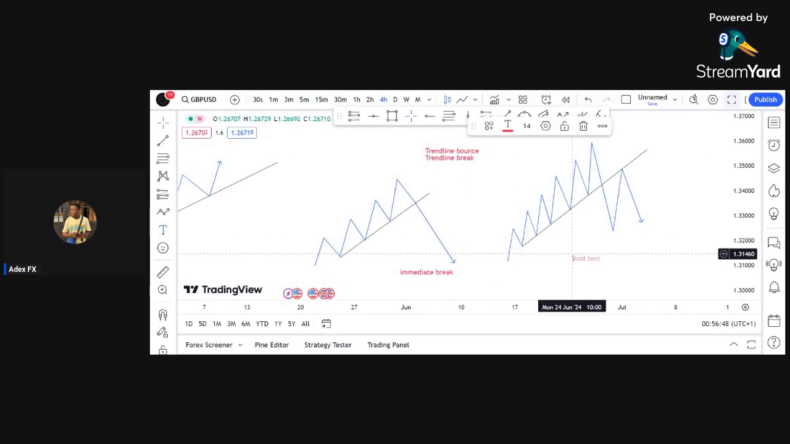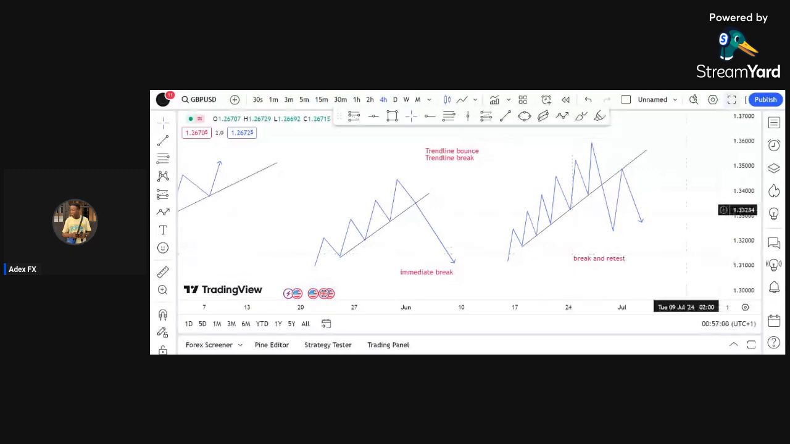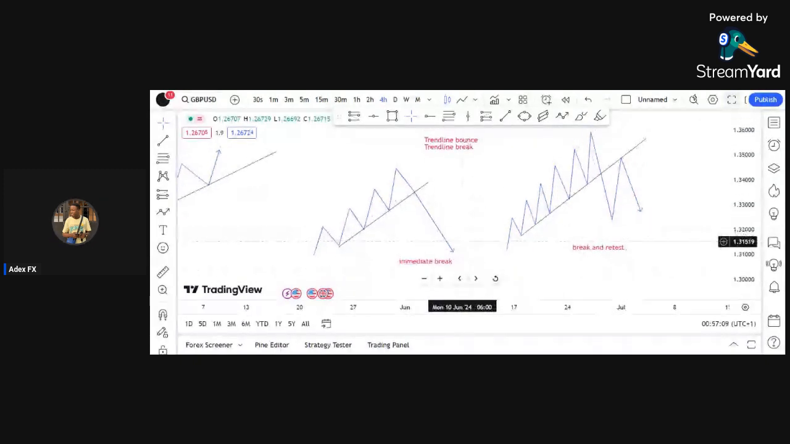While this is break and retest. So you now understand the difference between immediate break and break and retest. There are two types of break, which is the immediate break, and we also have the break and retest. So there are two different things on the trend line.